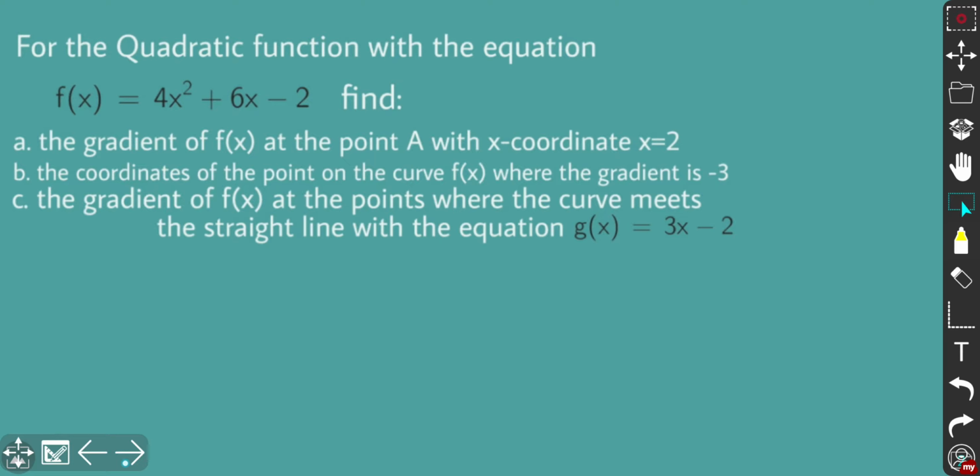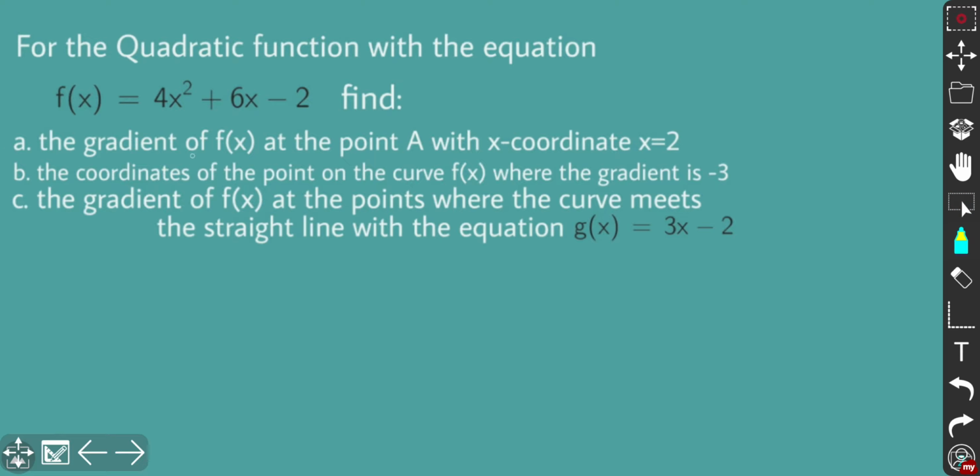Let's get started. So that's your given quadratic function with the equation 4x squared plus 6x minus 2, and you need to find the answers and give your response to the following questions. Pause the video, try to do it on your own, and then let's start the explanation.